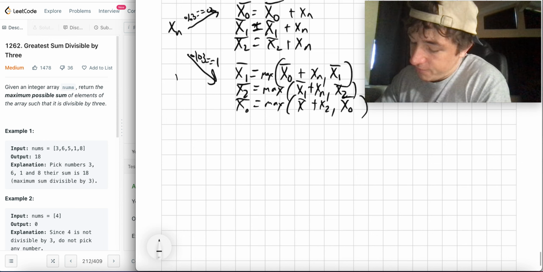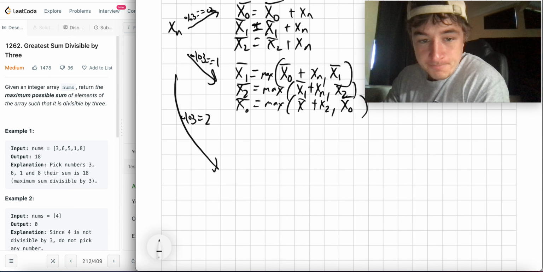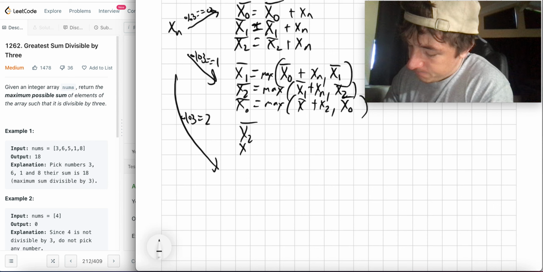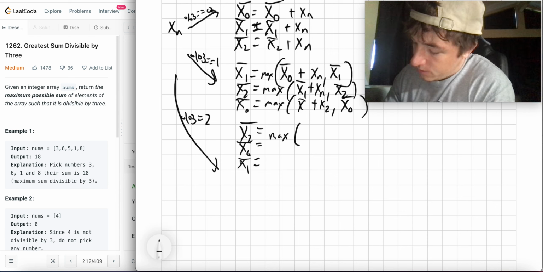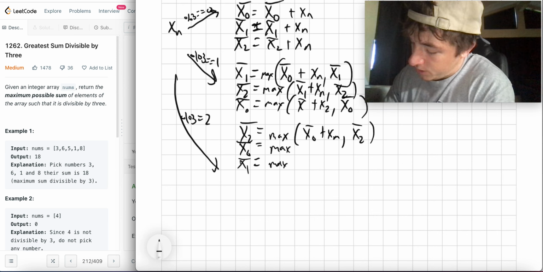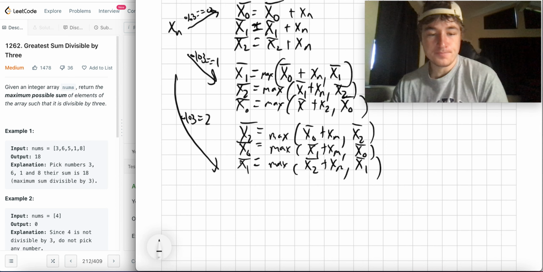And then the same thing for if xn mod 3 equals 2. Well, you're kind of noticing a pattern here. The max of x0 plus xn, x2, and I'll just quickly go through all these. x1 plus xn, x0, x2 plus xn, x1. Okay, so this is all three of them.